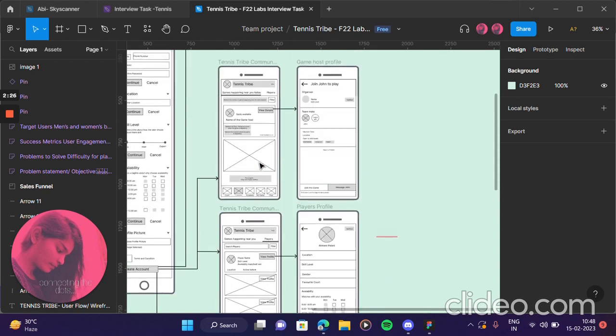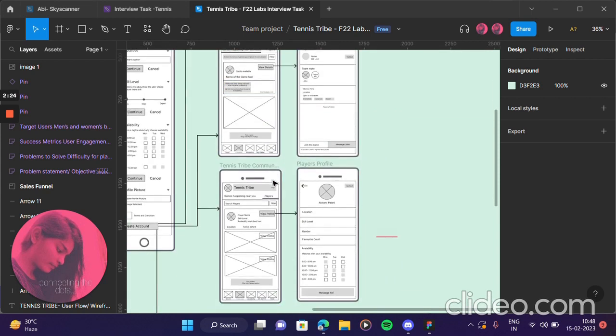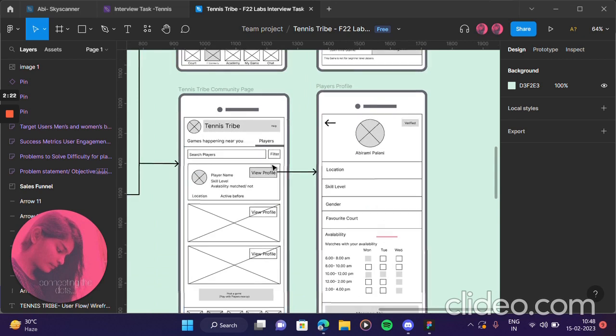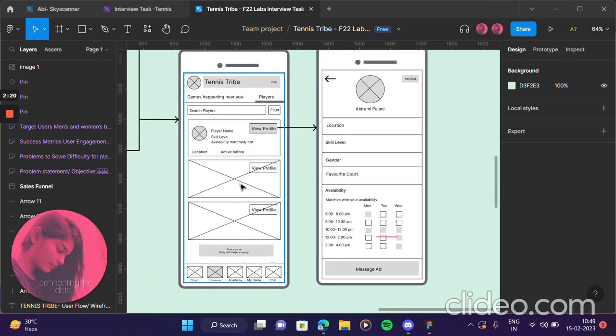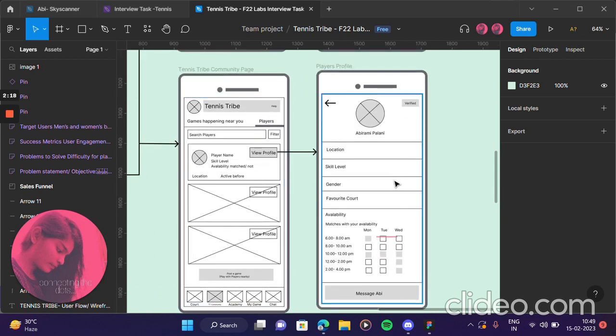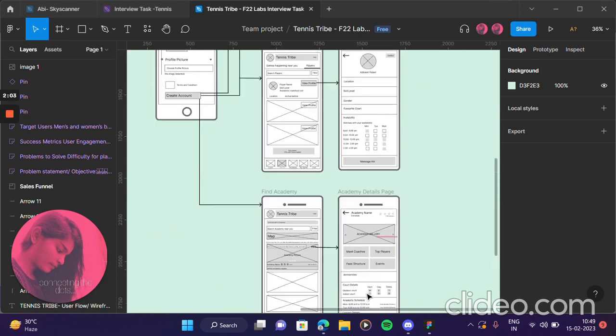And in the same field, if they enter the players list, they'll be taken to the tennis players' profile list. They'll see a lot of profiles there, and if they're interested, they click on a profile and see the skill set and availability. If it matches their availability, they will message that person and take it forward from there.